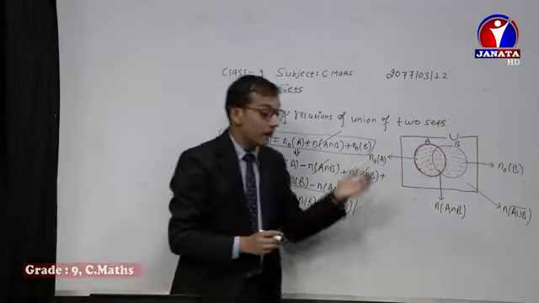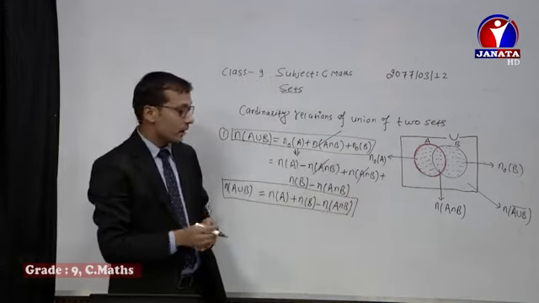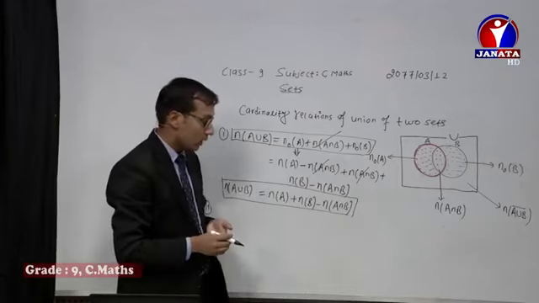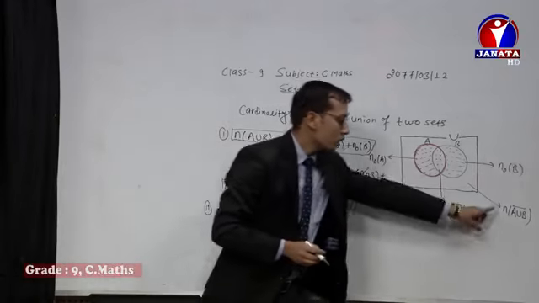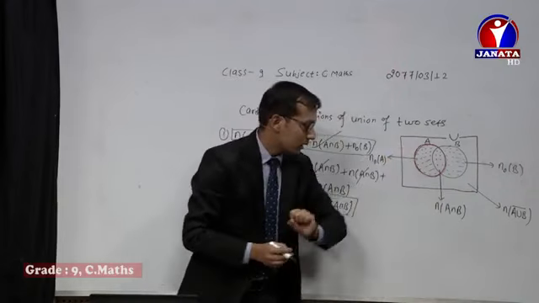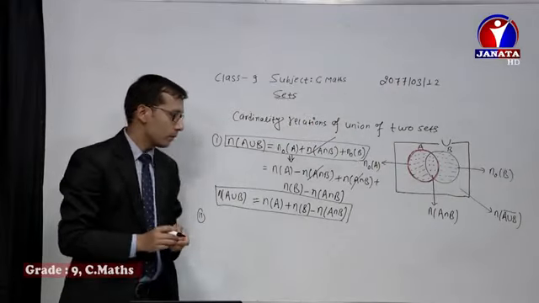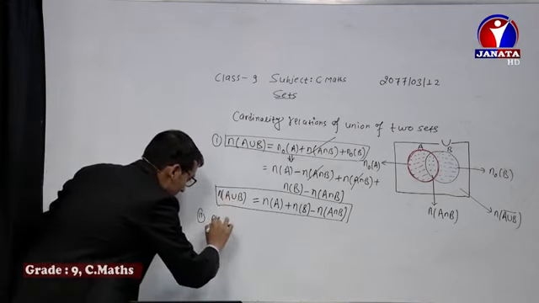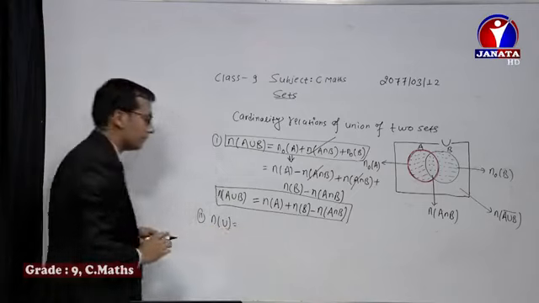what is n of A? What is n of B? How can we find the complement, or what is the formula of the complement, if n of U and n of A union B are known? Let me write next, what is n of U.